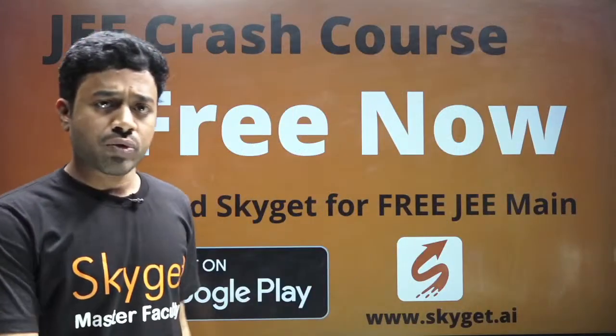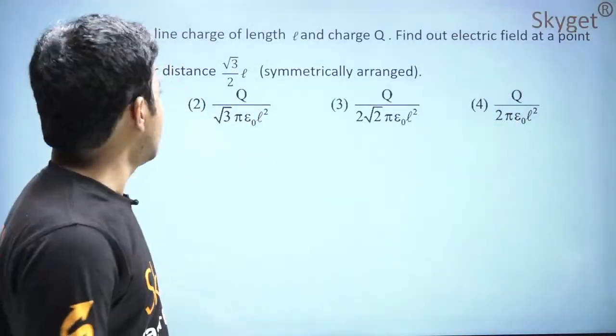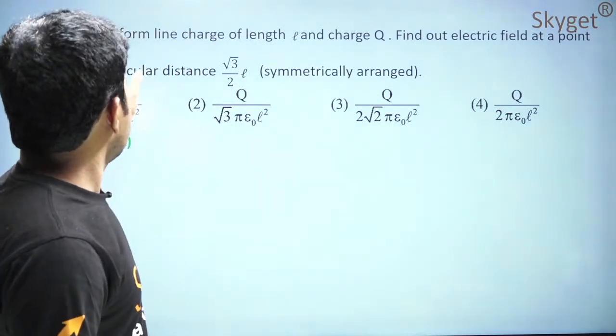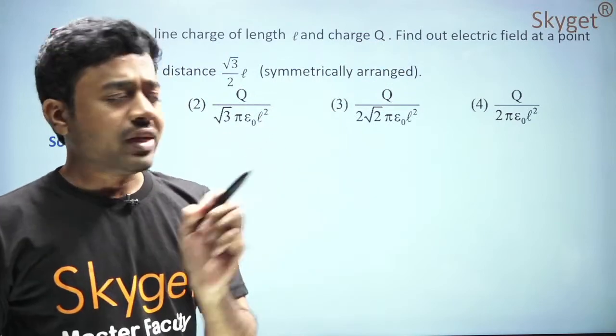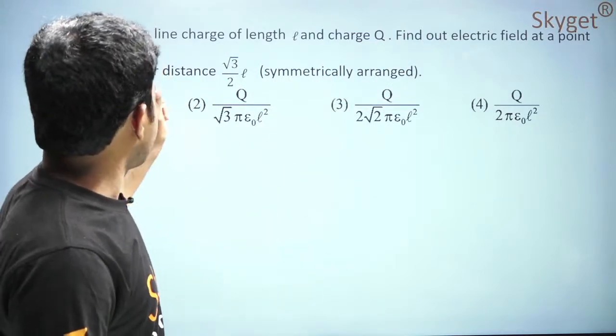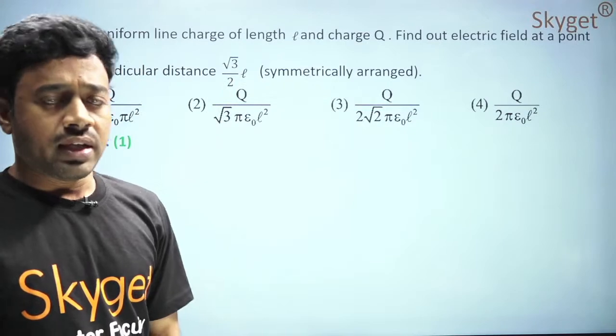Hi students, and now we are starting from problem number 11, in which he has given one line charge of length L and charge Q, and asks to find the value of field intensity at a point at a perpendicular distance of root 3 by 2 L.